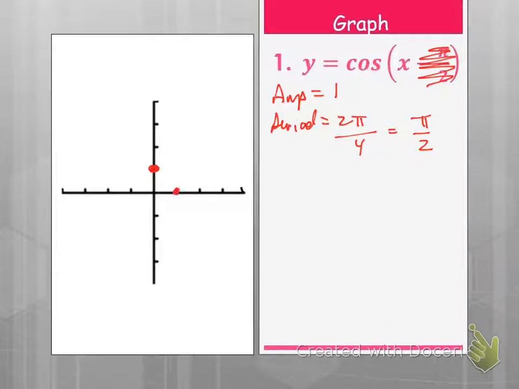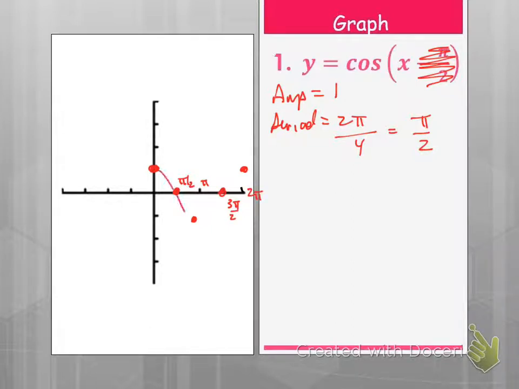So the next tick mark, we're going to be at the x-axis. The next one, we're going to be at negative 1. We're going to come back up to the x-axis and then up to positive 1. Now, we do need to label the x-axis. So this first guy is pi over 2. Next guy is pi. This next guy is 3 pi over 2, and the last one is 2 pi.